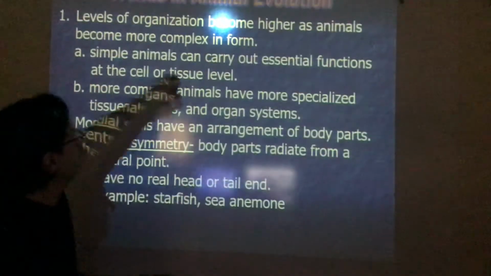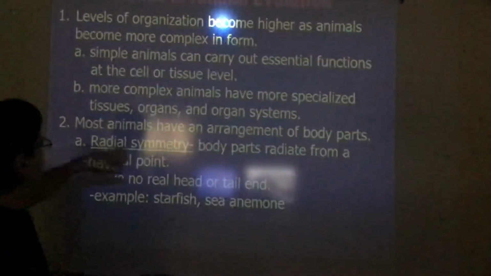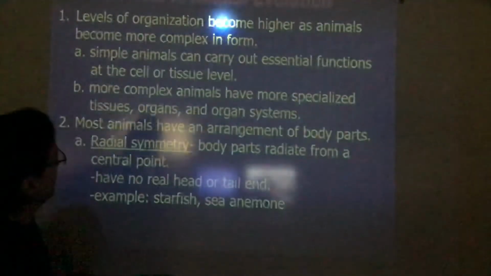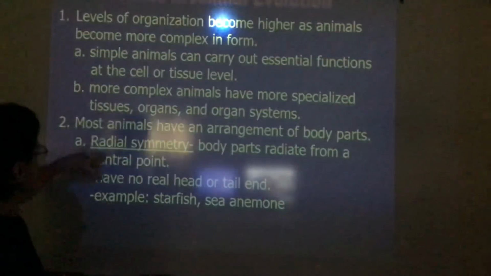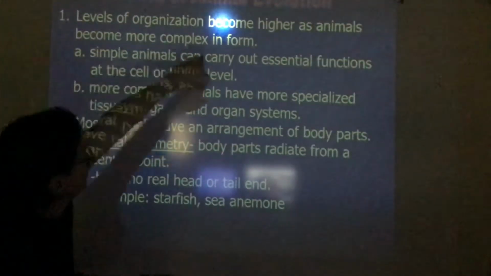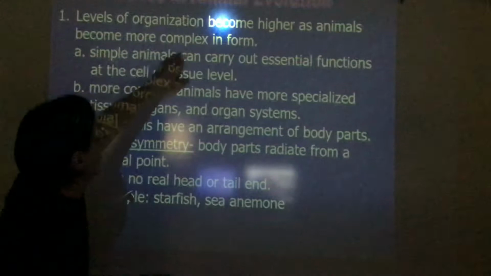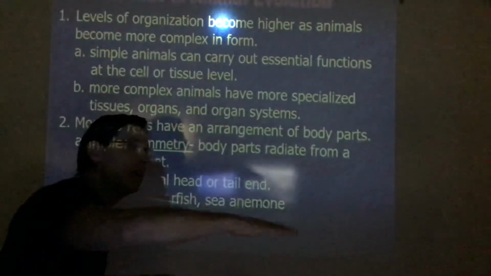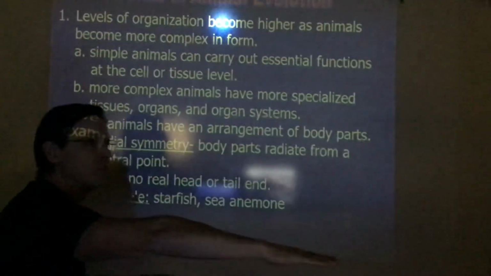So these are just some general terms here. Trends in animal evolution, okay? For example, radial symmetry as opposed to bilateral symmetry, okay? These are terms you see a lot of times as well. Levels of organization become higher as they become more complex. I will point that out and you will see that. We're starting at the basic one here in a second, the phylum Porifera, okay?